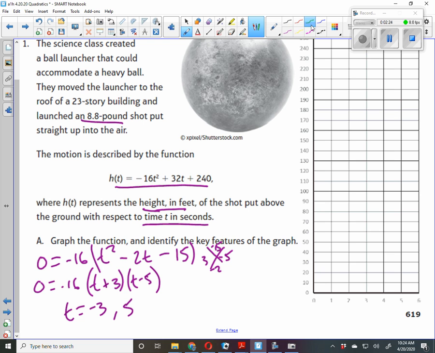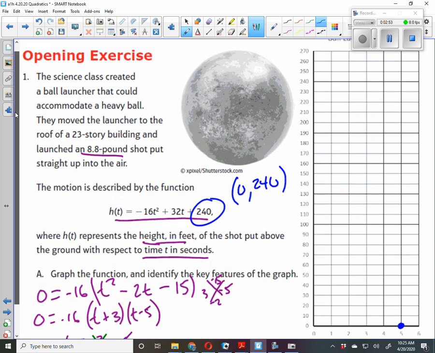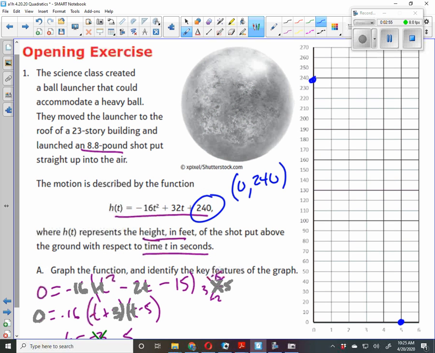Now, interestingly enough, we know the negative 3 here is not relevant because it's not going to go in negative time. So let's go ahead and plot the intercept. We're going to hit the ground right here. We also know that we've got an initial height when t is 0, h is 240, right? So we can plot that right here.